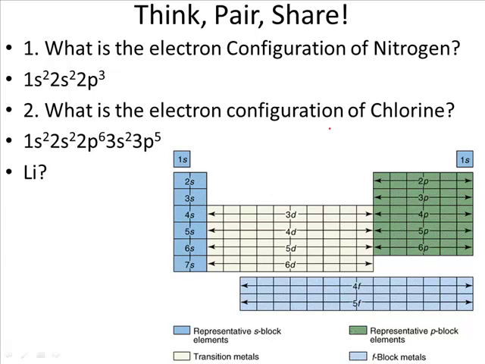Lithium, go ahead and pause, do it quick, then hit play. It should be 1s2, 2s1. Only 3 electrons total, so these only add up to 3 for the little numbers on top.